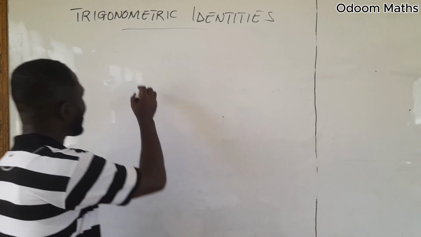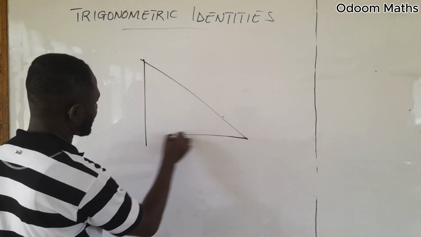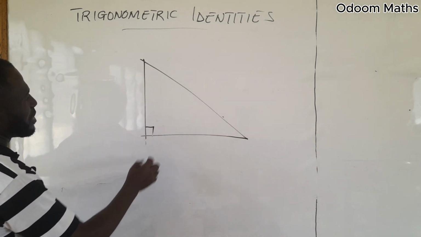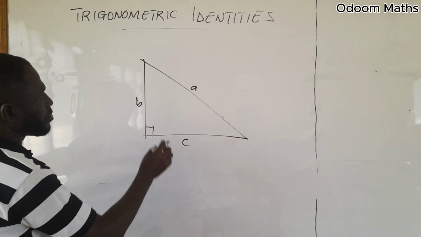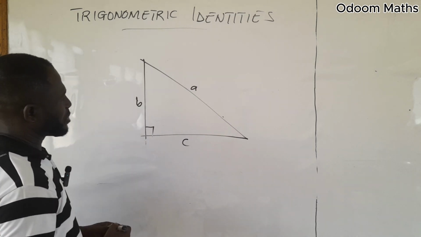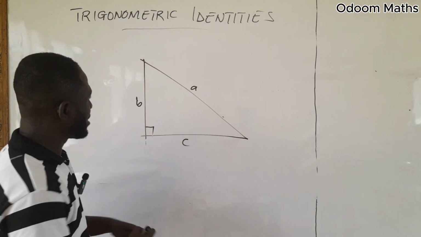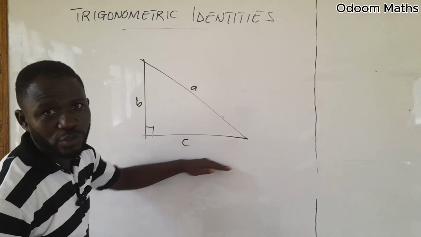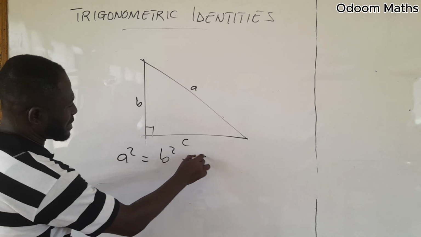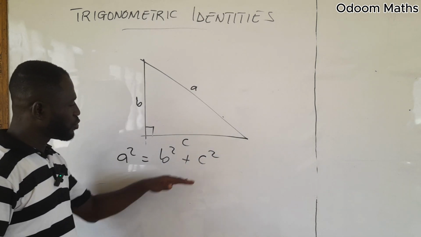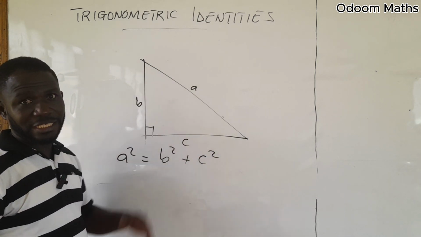So, if I have my right angle triangle, and let me call this side A, B, and then C. We all know that the square of the hypotenuse is equal to the sum of squares of the other two sides. So that is A squared is equal to B squared plus C squared. This is what we are going to use to look at the identities.